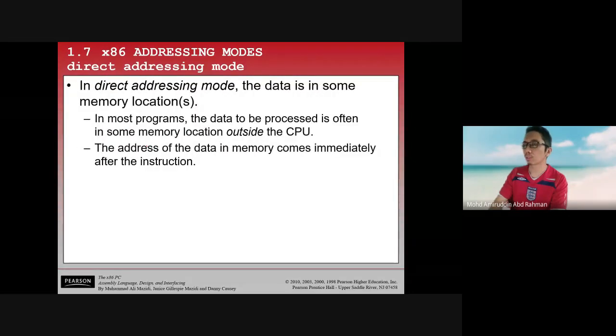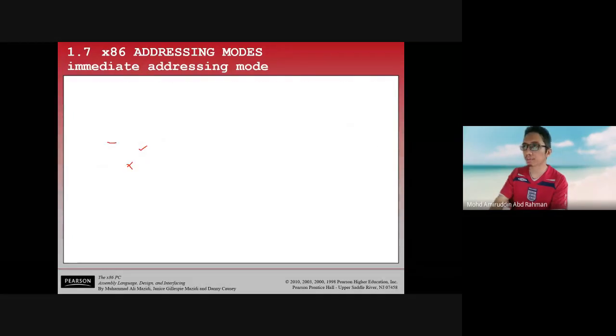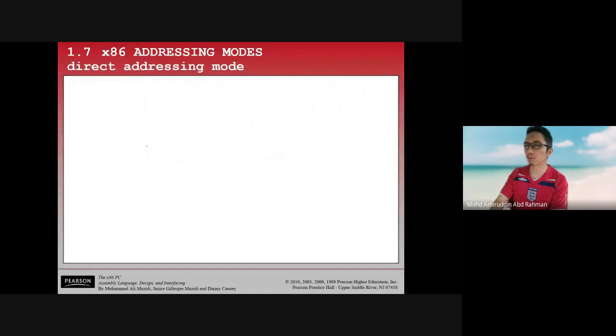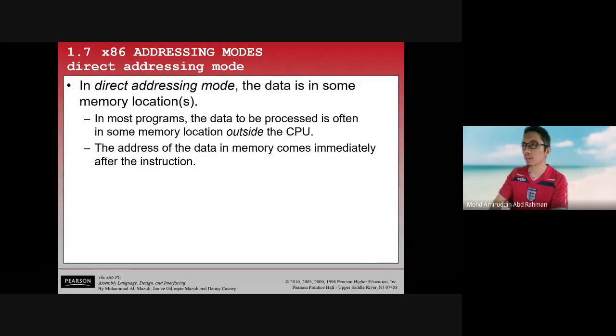Okay, so we also have the direct addressing mode. We already have register and immediate, and now the direct addressing mode. In direct addressing mode, the data is in some memory location. In most programs, the data to be processed is often in some memory location outside the CPU. So the data are mostly inside memory, and we need to access that. How do we access it? We must go through the address bus.